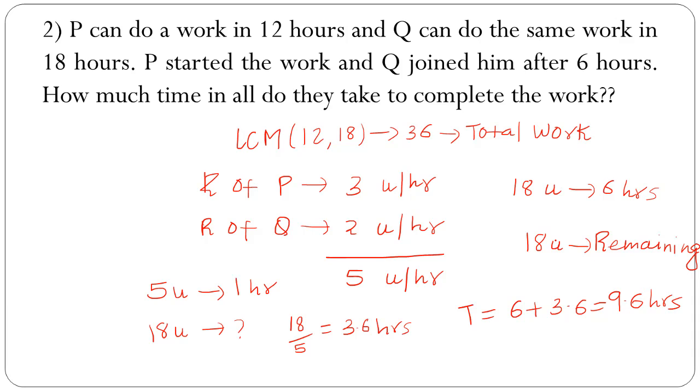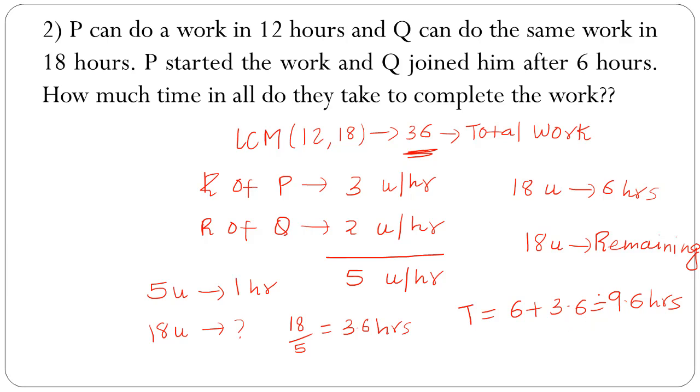As simple as that. See, in this sum, all we had to do was find the LCM of 12 and 18, which was the time given, and that we assume as our total work. After that, we find the rate of each person, rate of P and rate of Q. And since it was given that P worked alone for 6 hours, we found the units of work that P completed in 6 hours, which was 18 units. And then the remaining amount of work was done by P and Q together, and that took 3.6 hours. So we got the total time as 6 hours plus 3.6 hours, which was 9.6 hours.